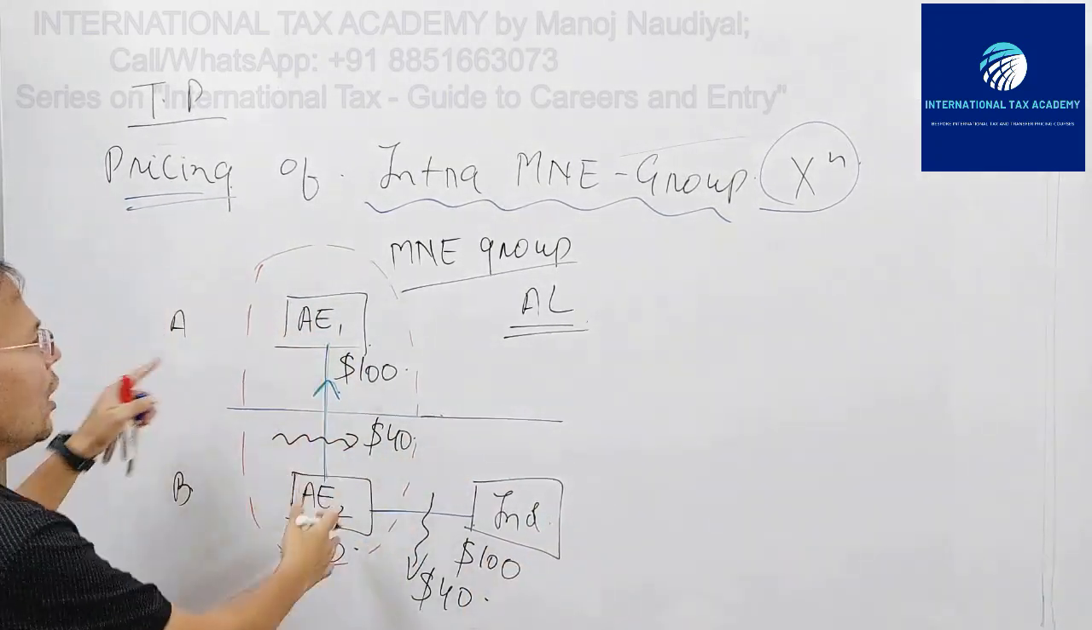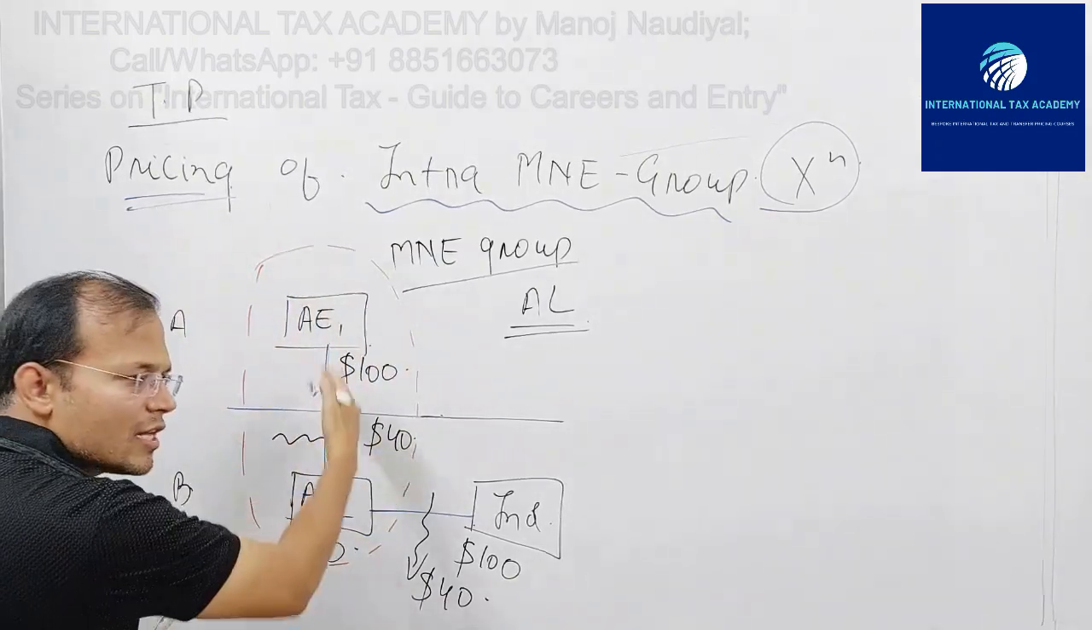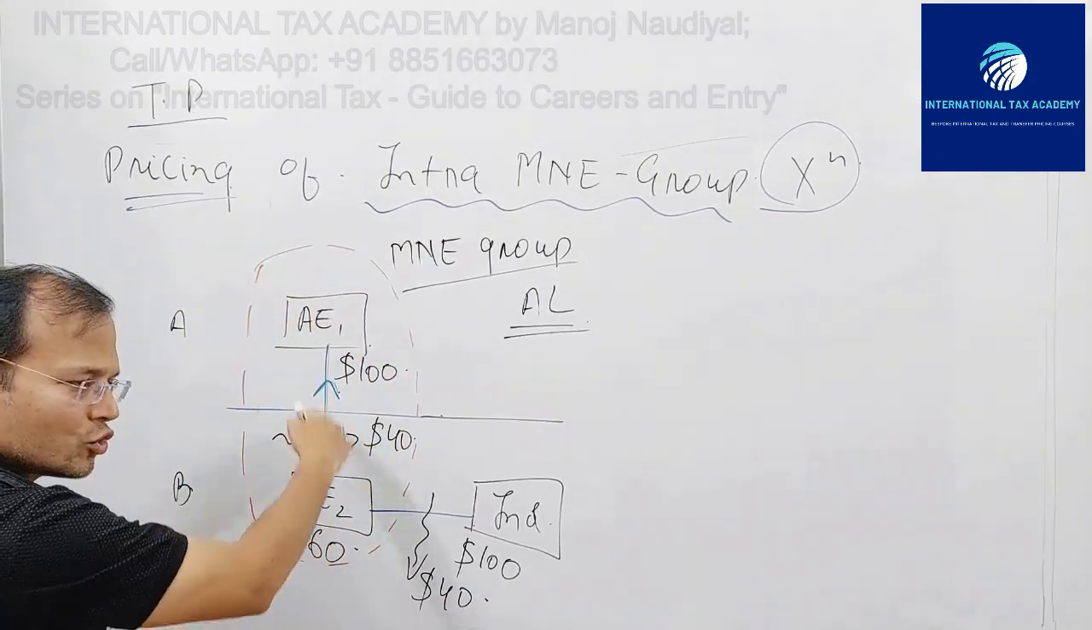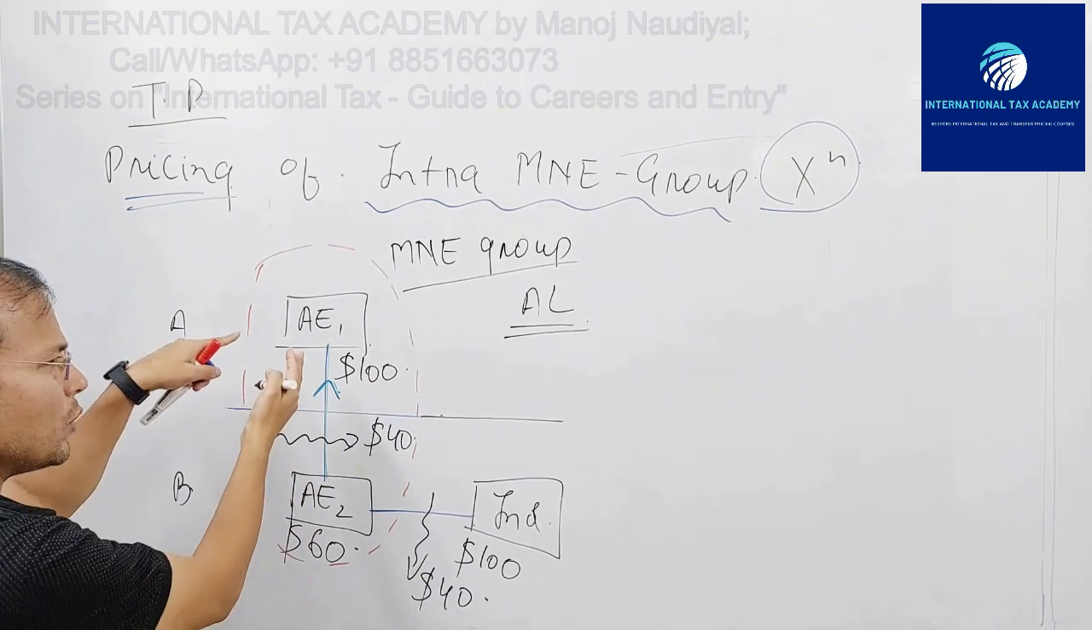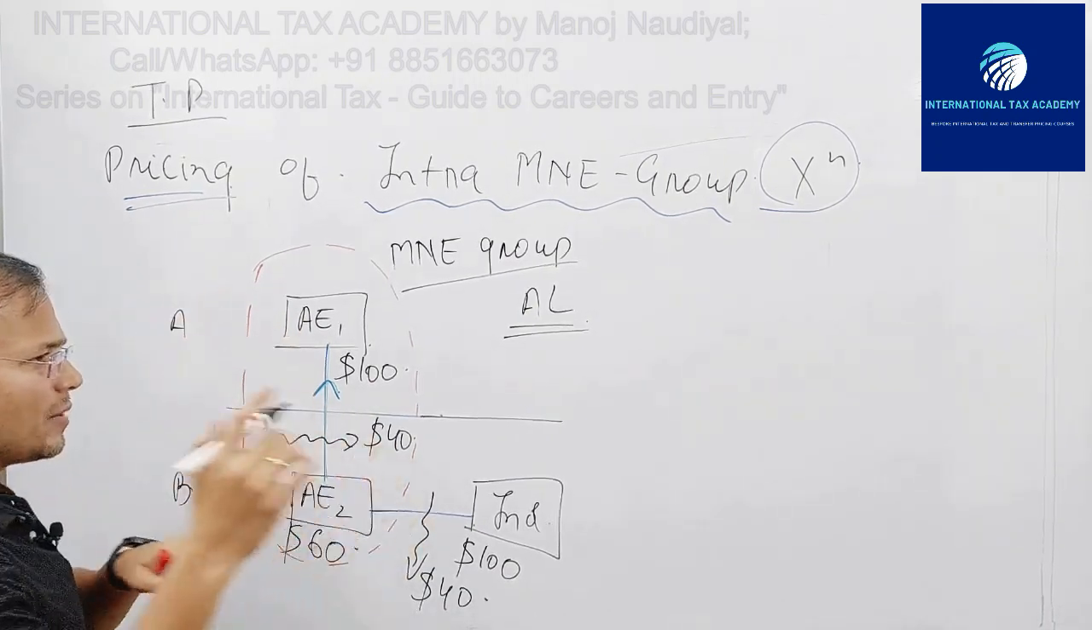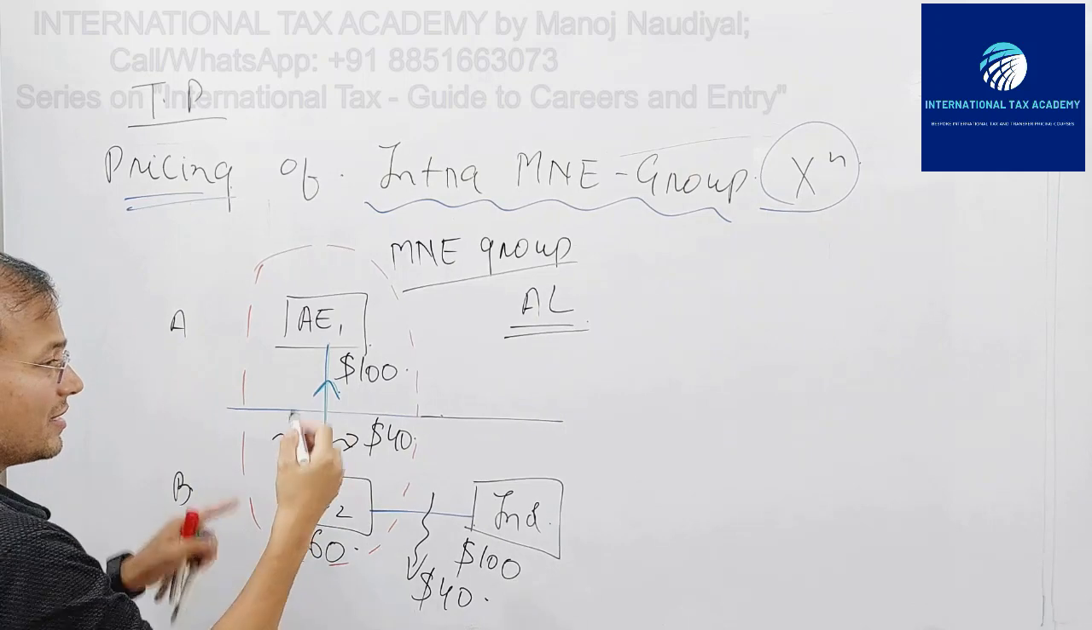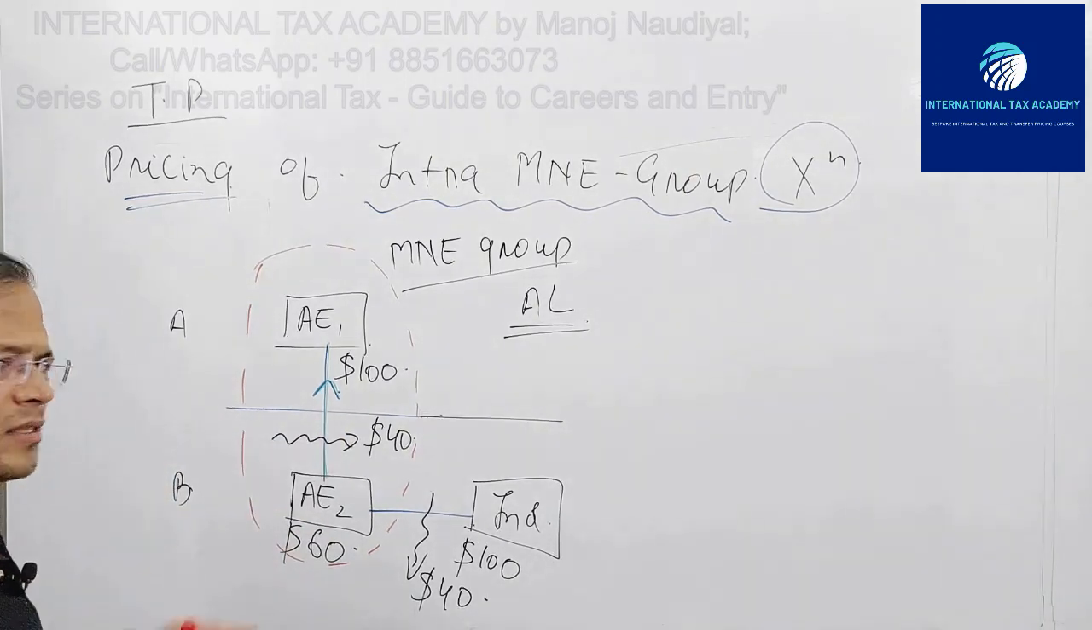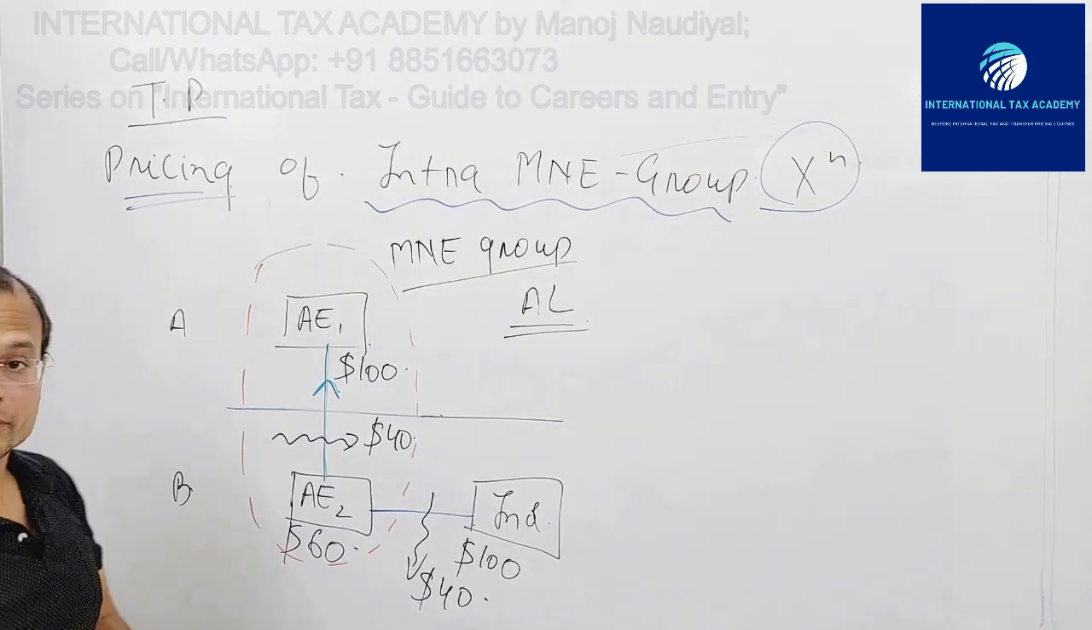Clear? So this is transfer pricing. Transfer of goods, transfer of a shoe occurs between AE2 and AE1. This transaction takes place and the price at which this transaction occurs, that is $100, this is known as transfer price. Pretty simple. Is it simple?